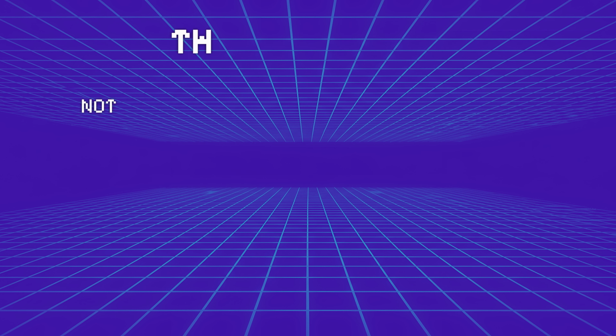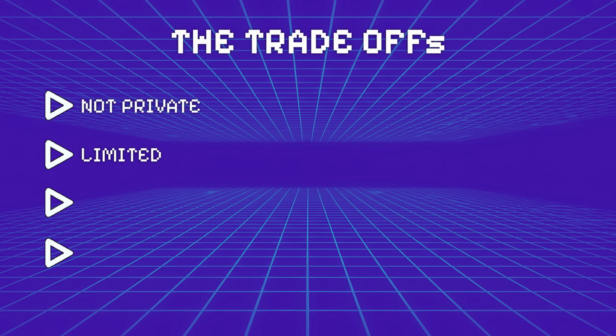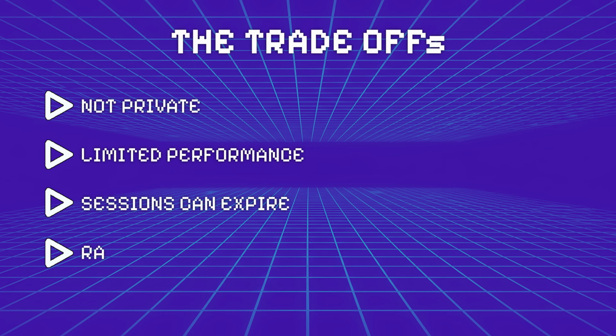Now, great doesn't mean it doesn't have trade-offs. So here are the trade-offs. It is not going to be private, it has limited performance, sessions can expire, and it is going to have rate limits.